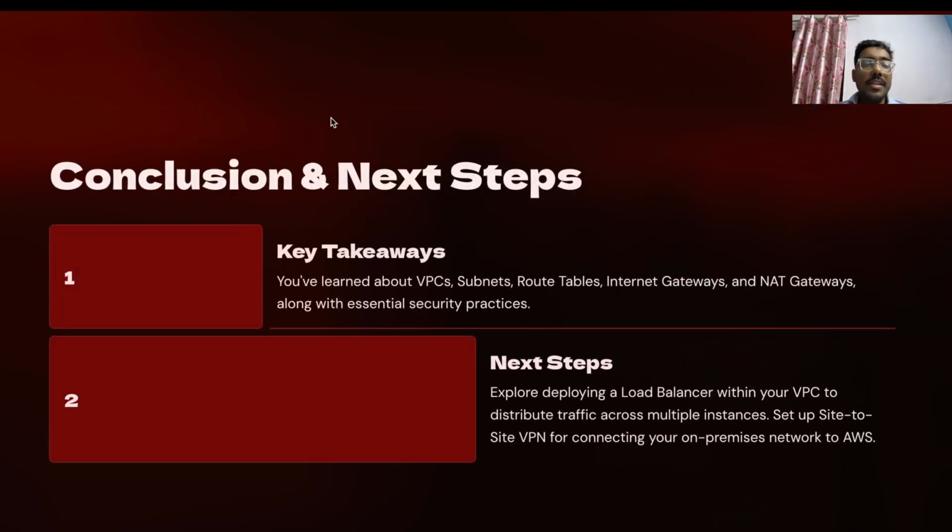So this was it, guys, for this video. Key takeaways: you understand how we can connect the VPC, subnets, route tables, internet gateway, what NAT gateways are, along with some specific security practices. Some other steps you can follow: understand what load balancers are and how to configure them, configure EC2 instances, and site-to-site VPN to connect your on-premises network to AWS. You can go through these things as the next step, and I'll be back with another video on similar topics.